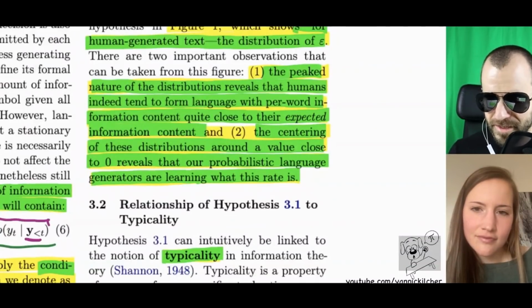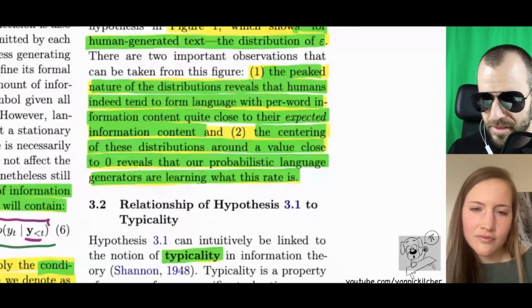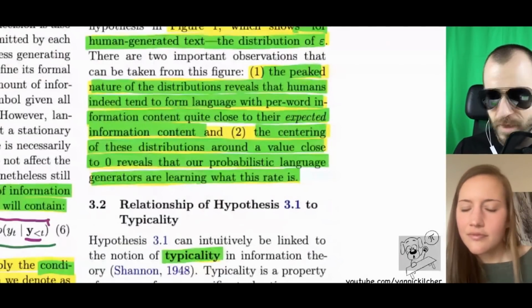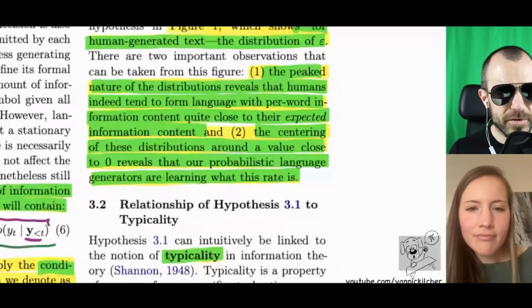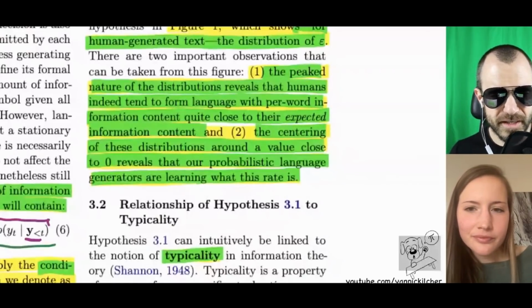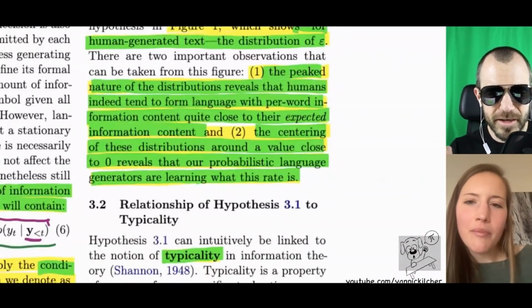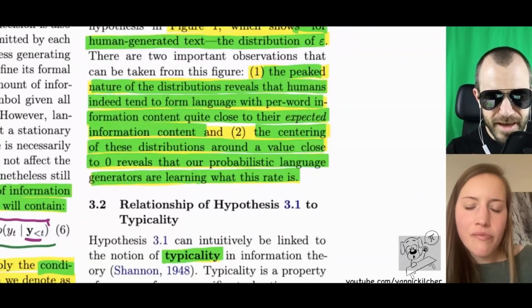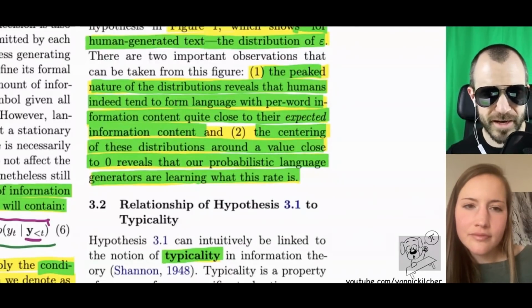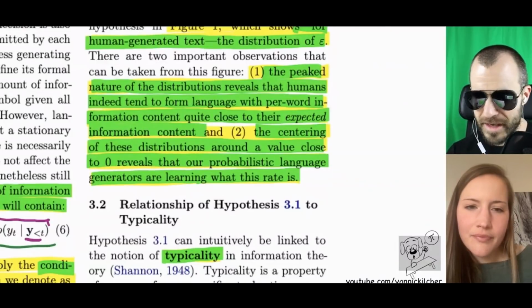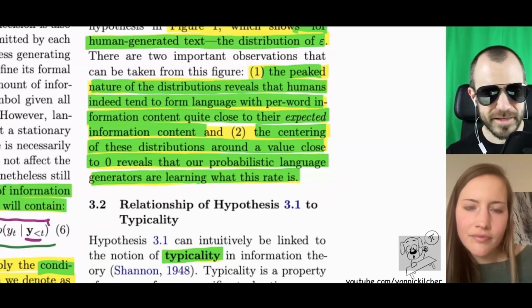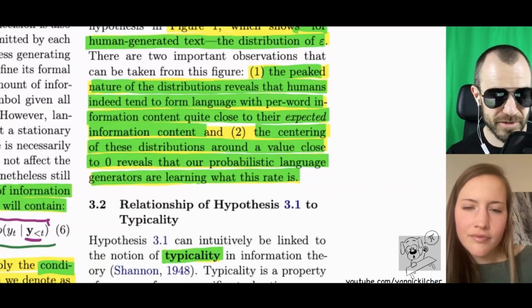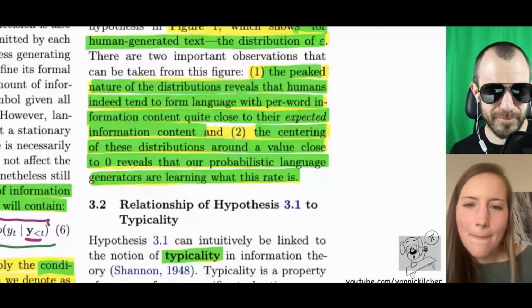And the second one is that the centering of these distributions around a value close to zero reveals that our probabilistic language generators are learning what this rate is. My point was that in order to make point 1, you need point 2 as an assumption. You need to claim, well, I can only say this because I assume our language models are modeling the probabilities of language well enough. Otherwise, I could not conclude point 1. Likewise, you couldn't conclude point 2 without having point 1 as an assumption. Am I overlooking something here?